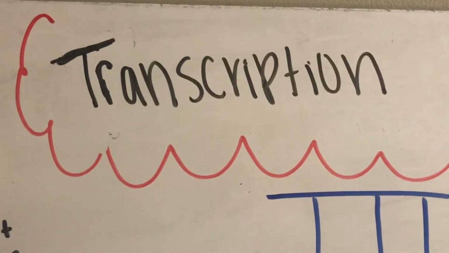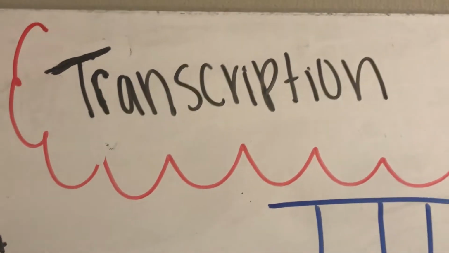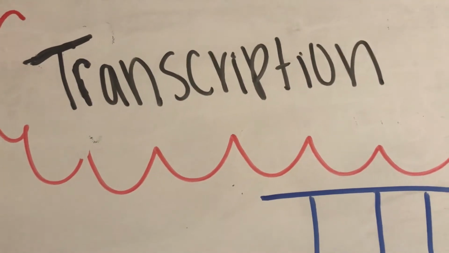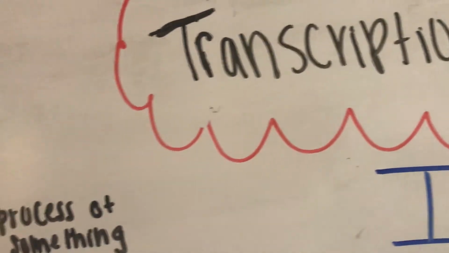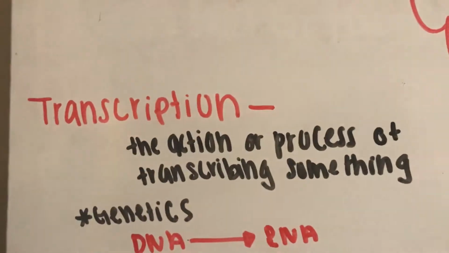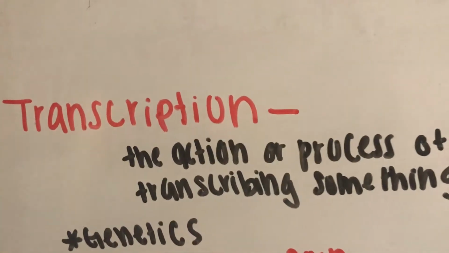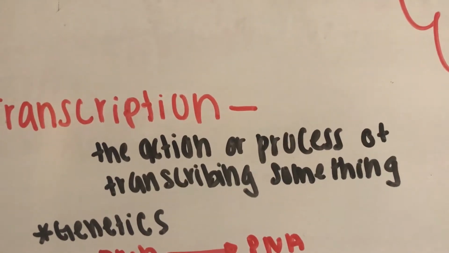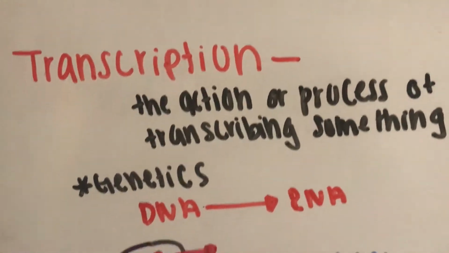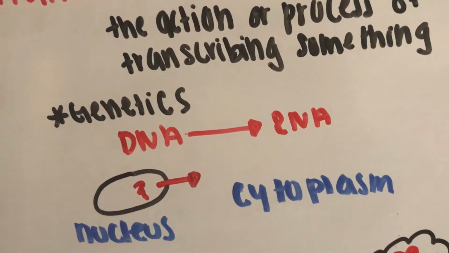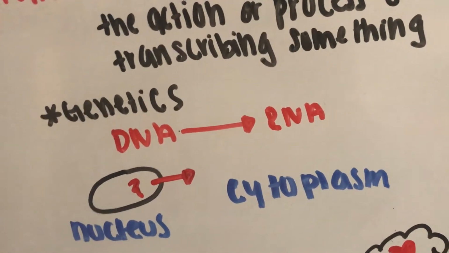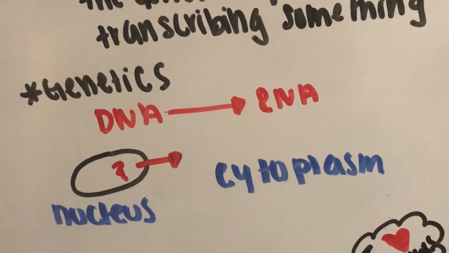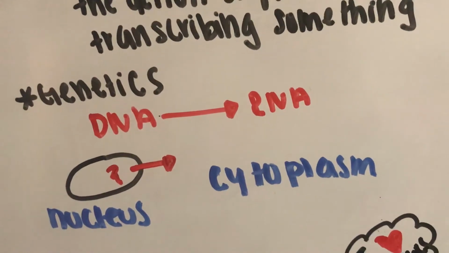Today's topic is transcription. So before we talk about transcription and the different elements that are needed in transcription, first let's know the definition of transcription. Transcription is the action or process of transcribing something. In genetics, we're going from a double-stranded DNA to a single-stranded mRNA strand, where mRNA leaves the cell nucleus and enters the cytoplasm.